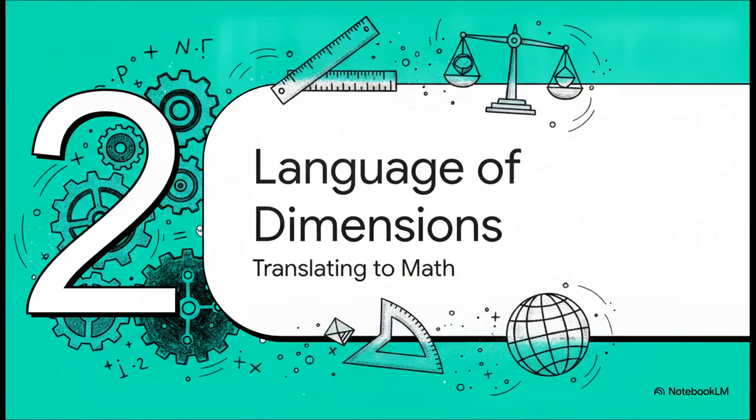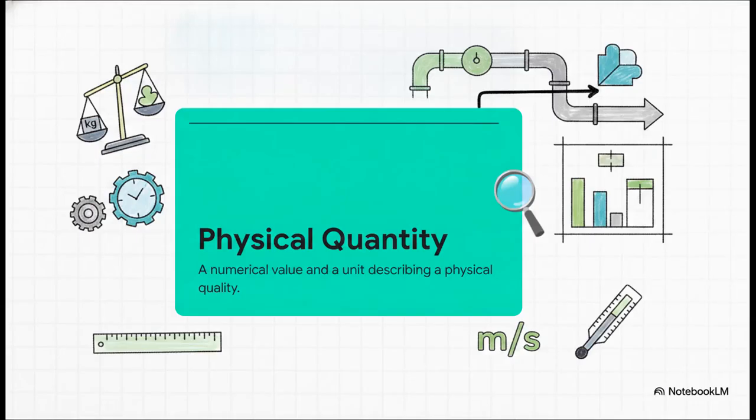Which brings us to Section 2, the language of dimensions. To solve this scaling mystery, we first have to learn the grammar of the universe. Every physical quantity is a partnership. It's a strict pairing of a number and a specific measuring unit. You can't just say a mass is 5. I mean, is that 5 kilograms, 5 grams? The number is completely meaningless without its unit.